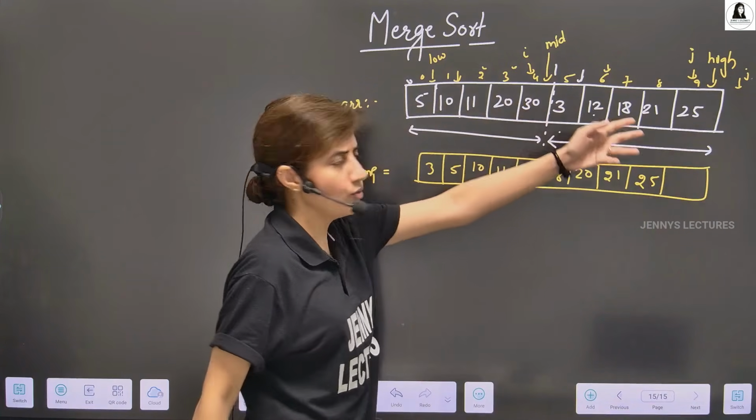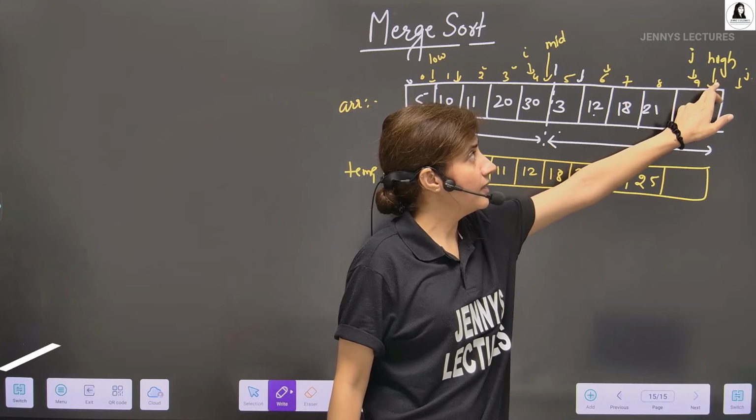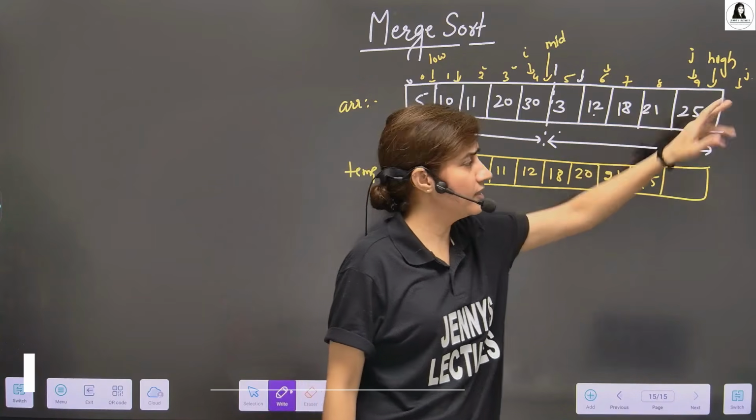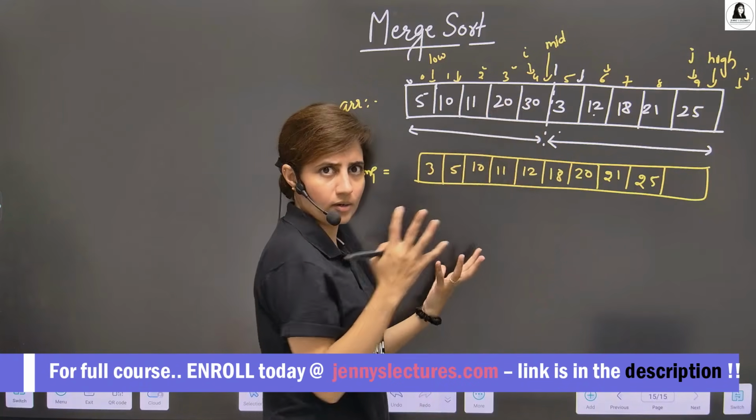But J is now out. I mean, J is basically we check J is less than equal to high. Till then we check. Now J is greater than high. Stop. Now check. We know that in this list still one remaining element.